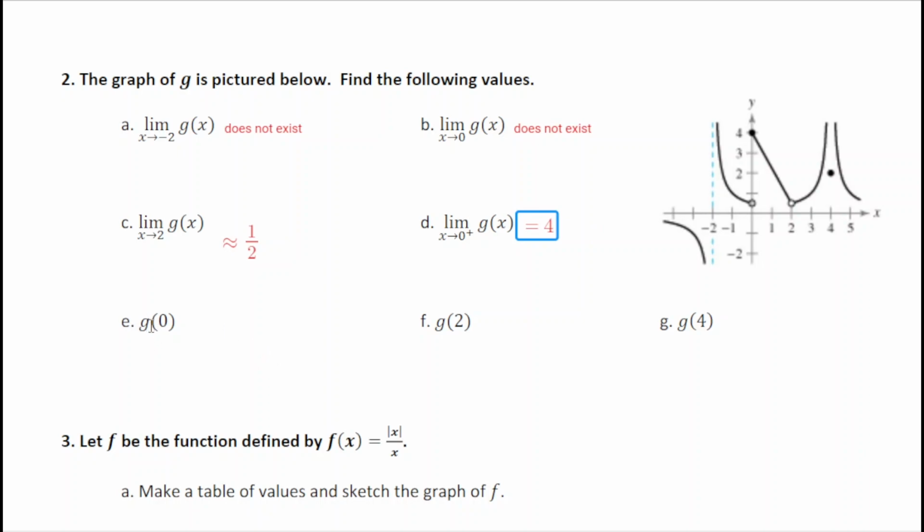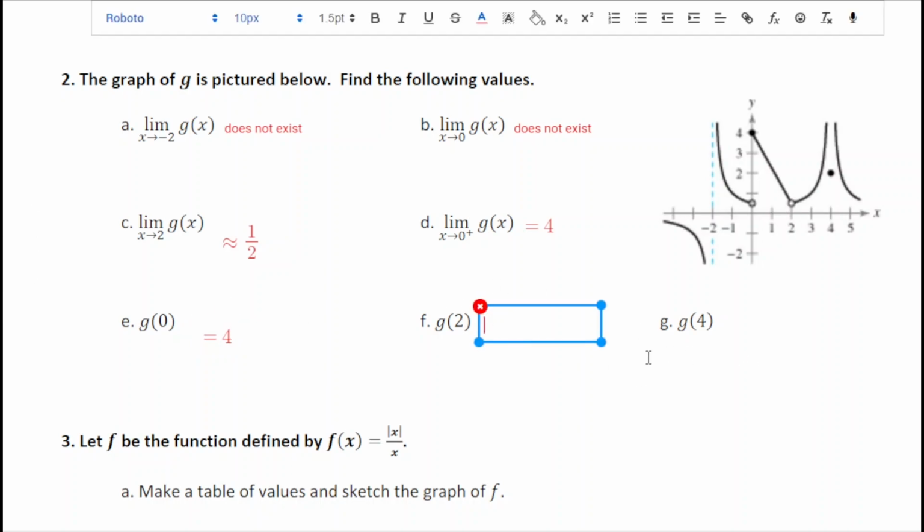The value of the function when x is 0 is going to be this closed dot right here, so that's also going to be 4. Now if we substitute 2 into the function, we can see that there's no value here. We have a hole. So g of 2 is going to be undefined. G of 4 is defined. It's just a single point here.